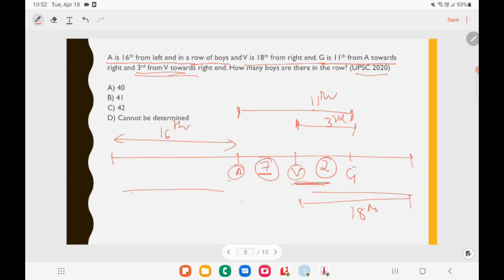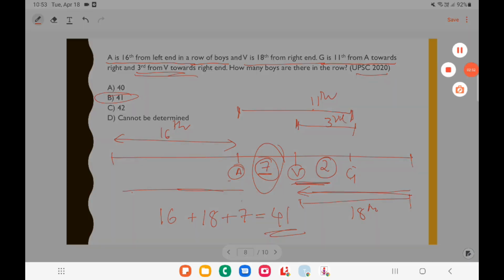So the total number of boys in the row will be up to A there are 16 persons. Up to V from right end there are 18 persons. And between A and V there are 7 persons. So it will come 41. So the answer is option B, 41. So in this way you need to tackle these kind of questions.